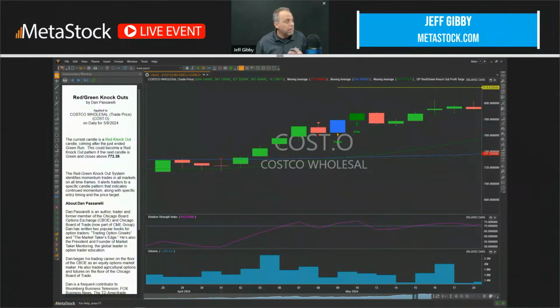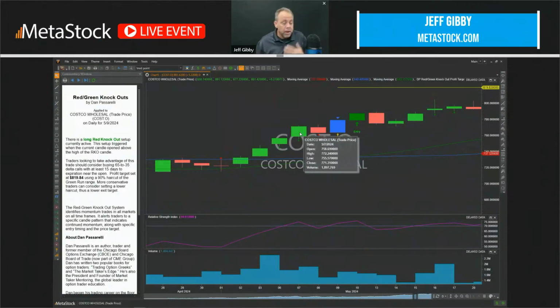Here's the red bar. The current candle is a red knockout candle coming after the just ended green run. This could become a red knockout pattern if the next candle is green and it closes above 773.95, which is what happens on our trigger day. Here's where it triggers. There's a current long red knockout setup. It's currently active. This setup is triggered when the current candle opened above the high of the RGKO candle.